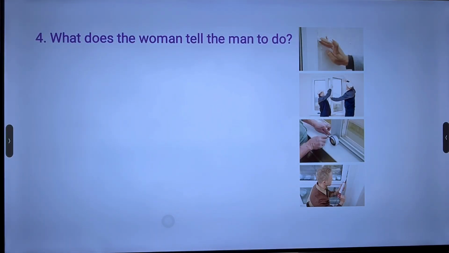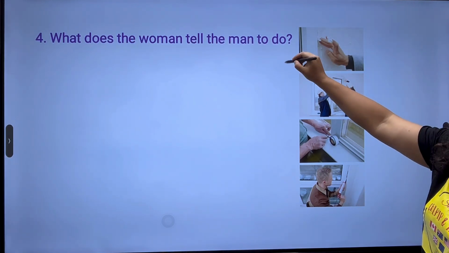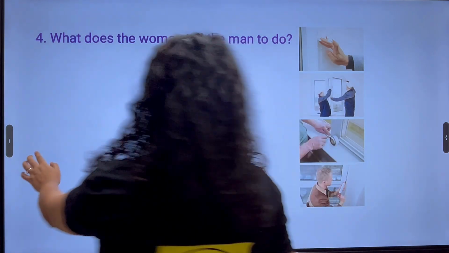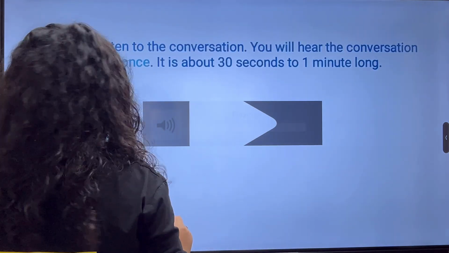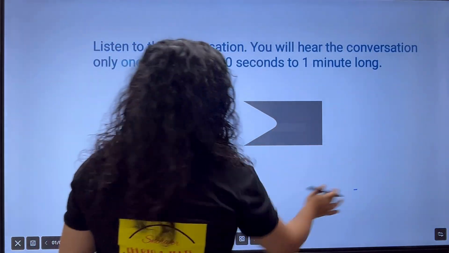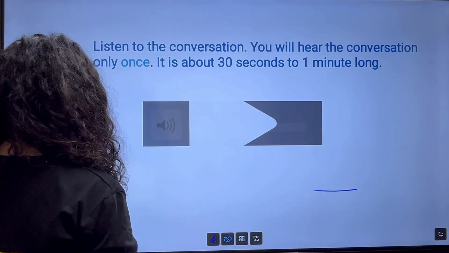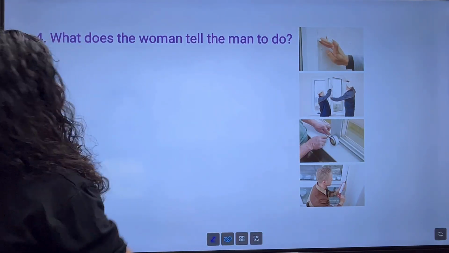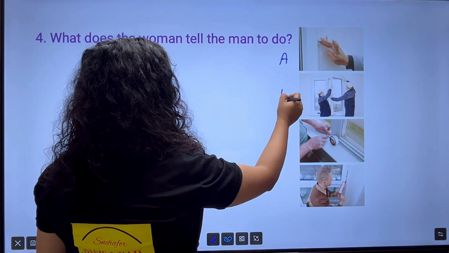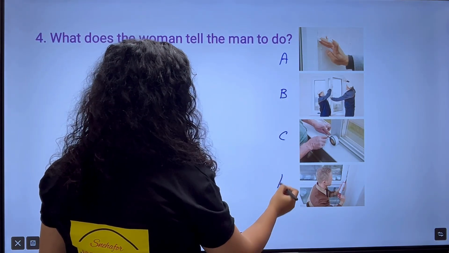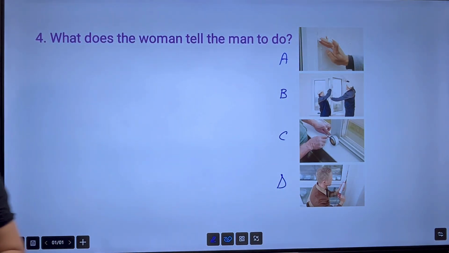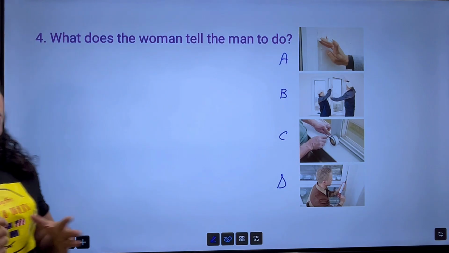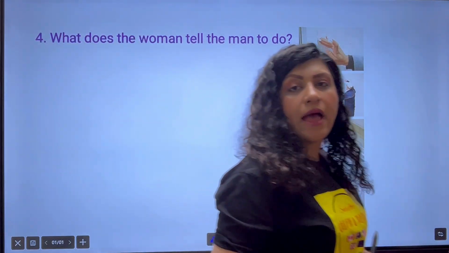Now, question number 4 says, what does the woman tell the man to do? So this is your option A, this is B, this is C, and this is D. Now the options here are in the form of images. So what did the woman suggest to the man?